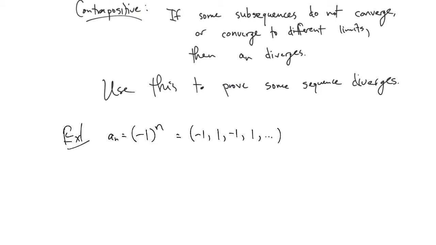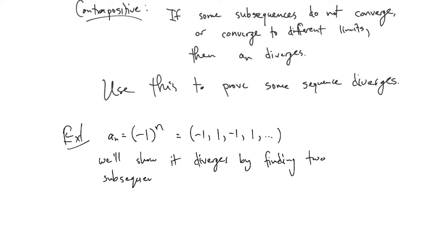But you can easily demonstrate it using this theorem here, written in the contrapositive. It says if some subsequences do not converge or converge to different limits, then the original sequence diverges. So I'm going to do it this way. We'll show it diverges by finding two subsequences having different limits. If it converges, all the subsequences have to have the same limit. So if you can find two subsequences having different limits, then it must not converge.